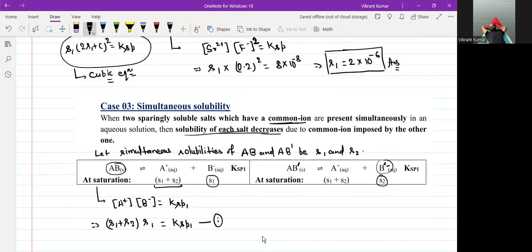I'm calling it equation 1. वैसे यहाँ पे if you solve it, A plus into B dash minus will become KSP2. And now if we write S1 plus S2 into S2 will become KSP2. I'm calling it equation 2.